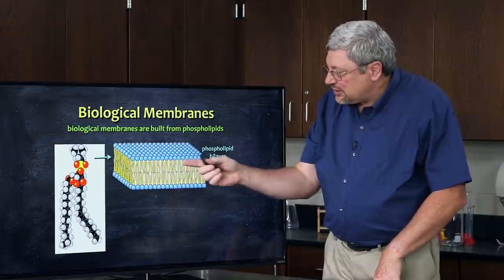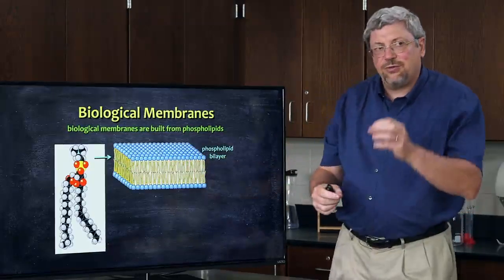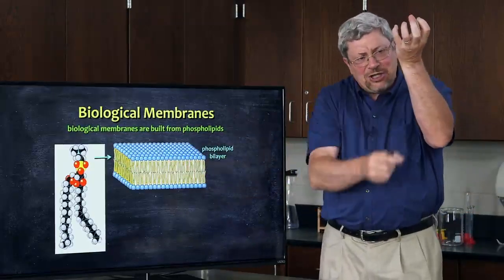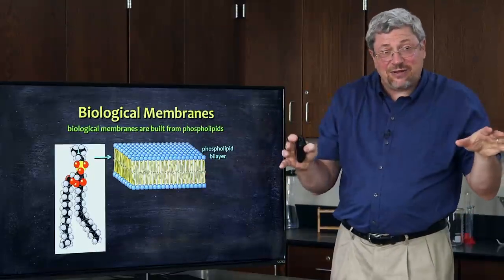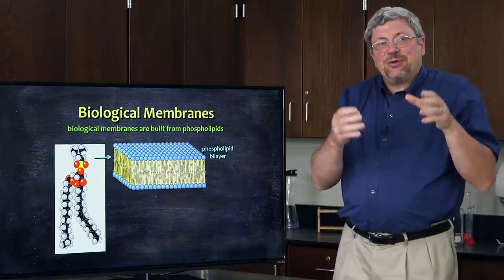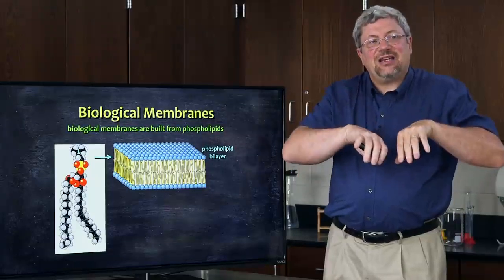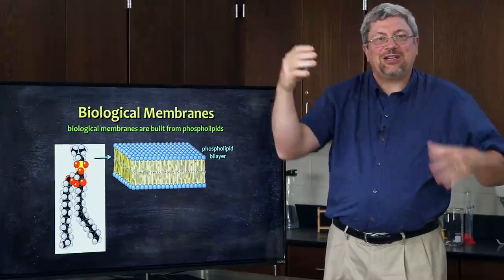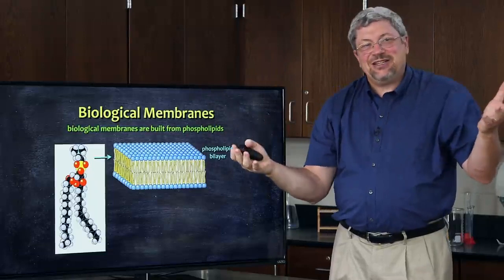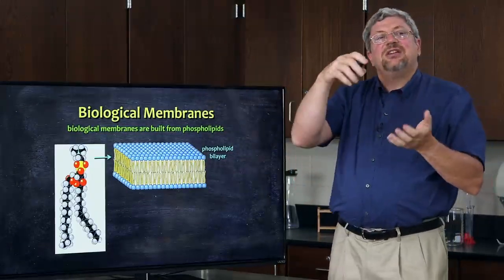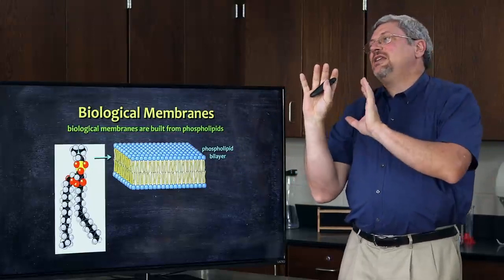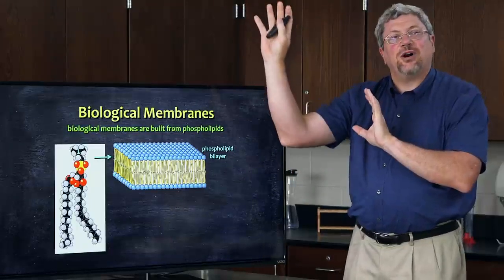If you have a bunch of these little fellers, and here they're just shown as having a blue head and 2 yellow legs, if you have lots and lots and lots of them, they get together with the legs against the legs and kick out the water, because the legs don't like the water, they're hydrophobic, and the heads get together with one another and face out towards the water.